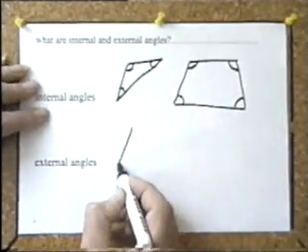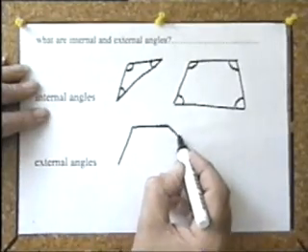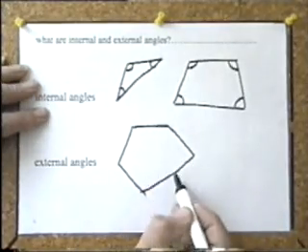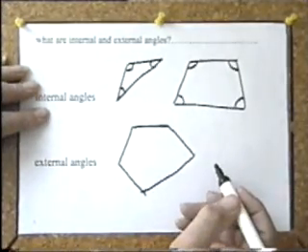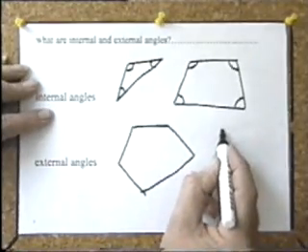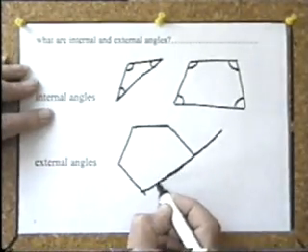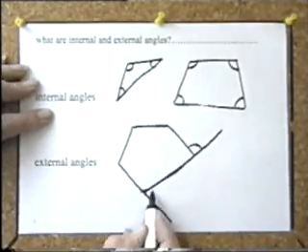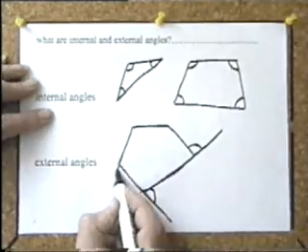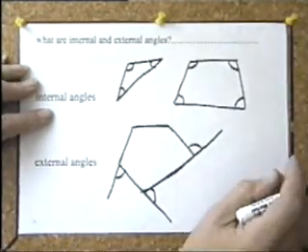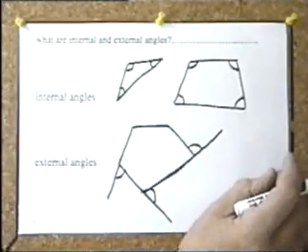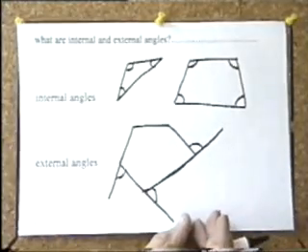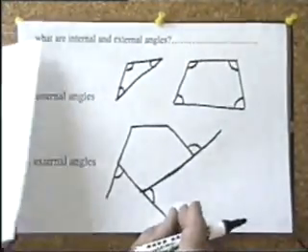If you have a shape made up of straight lines, it's called a polygon. This particular polygon has got 1, 2, 3, 4, 5 sides, so this polygon would be a pentagon. And if you extend any side, then you have an external angle. So you'll have internal angles and external angles. Okay, there's certain simple angle facts that you should know about.